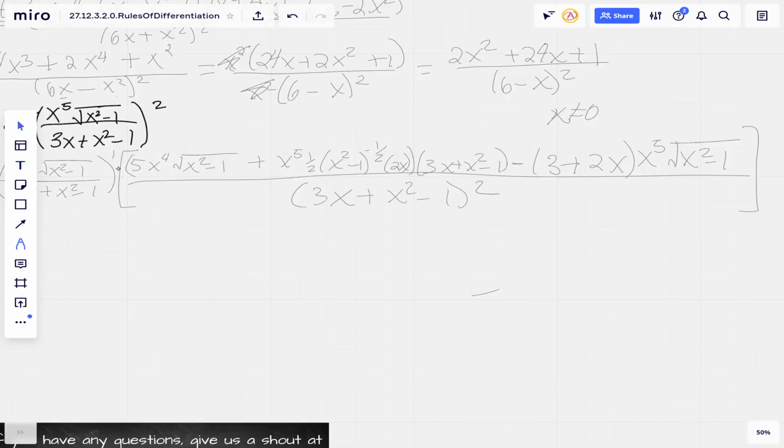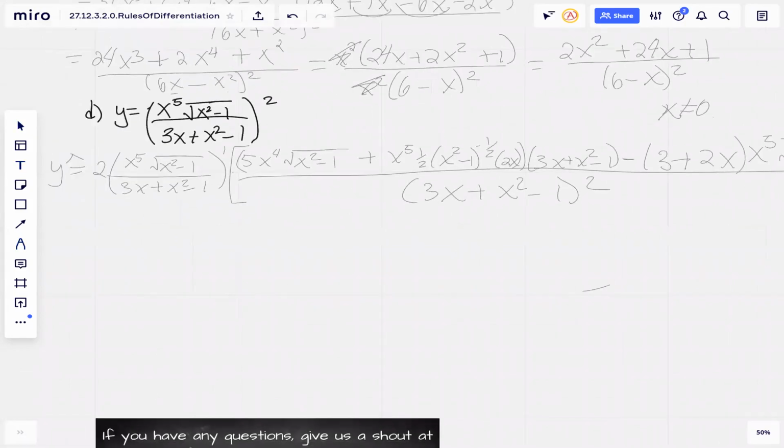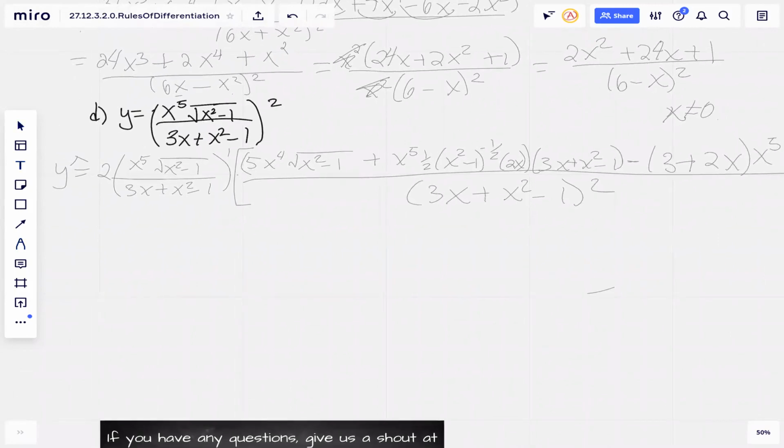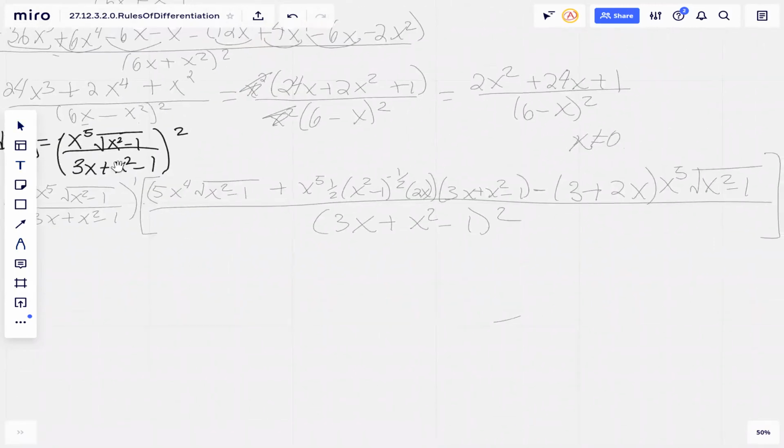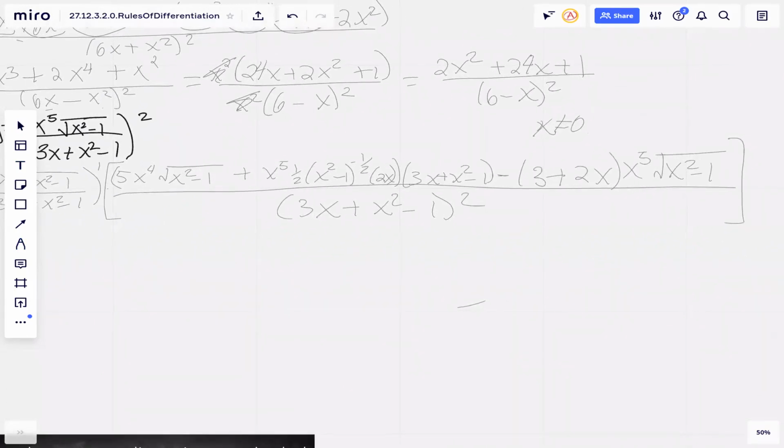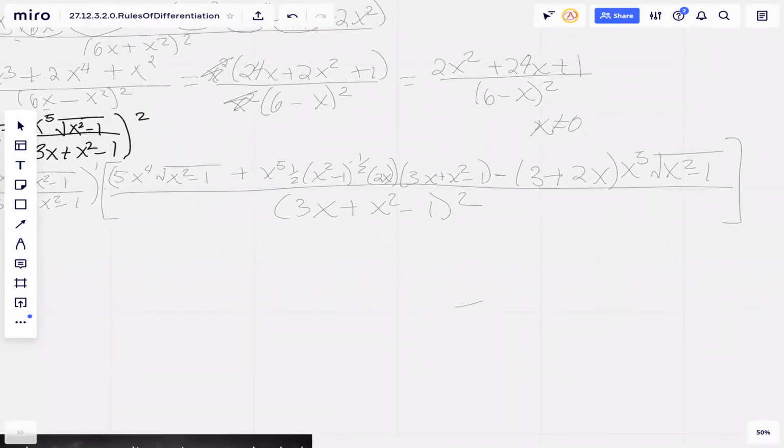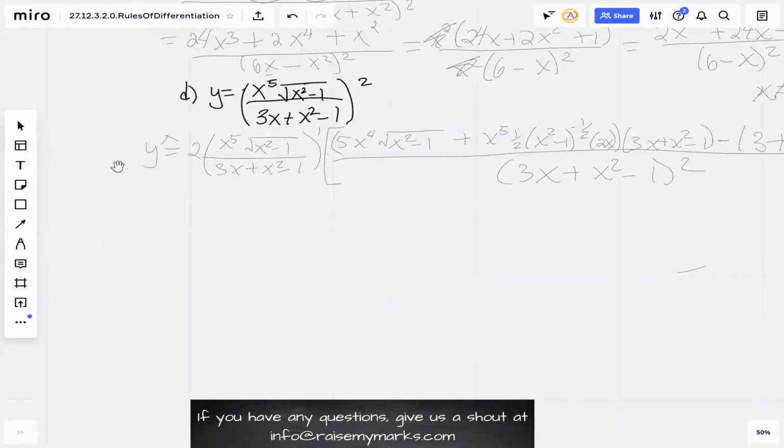Doesn't look good. So we can simplify, or we can just leave it like this. It's a bit of a mess. Trying to look for the easiest way to simplify this. You know what? Let's leave it at that. We've made no mistakes. So what rules did we use? We used the power rule, and then the quotient rule, product rule, take the derivative of that numerator.